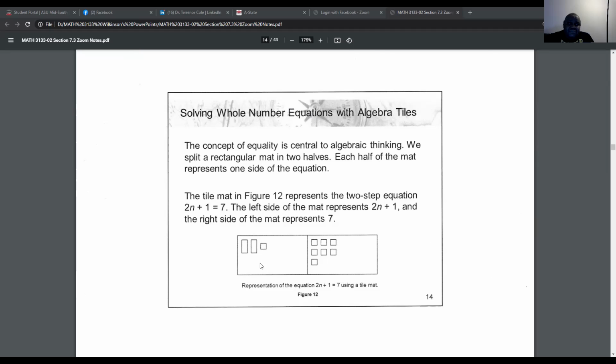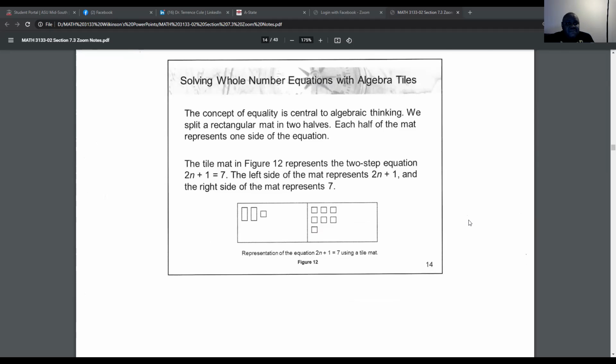So the tile mat that you see down here represents a 2-step equation, 2n plus 1 equals 7. The left side of the mat represents the 2n plus 1, as you can see here. 2 n tiles plus 1 tile. The right side of the mat represents 7. So you have 7 1 tiles for the number 7.